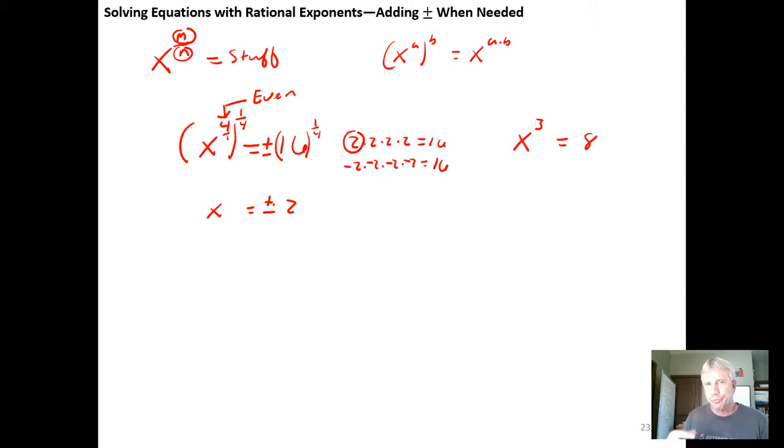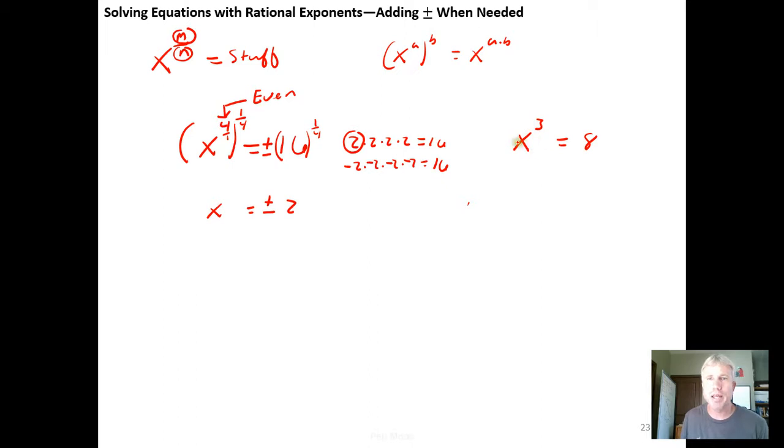And that's going to be for any even numerator, because you put any even number up here. If you raise a negative number to an even power, a negative number raised to an even power is always going to generate a positive result. So that's the first thing we want to recognize.